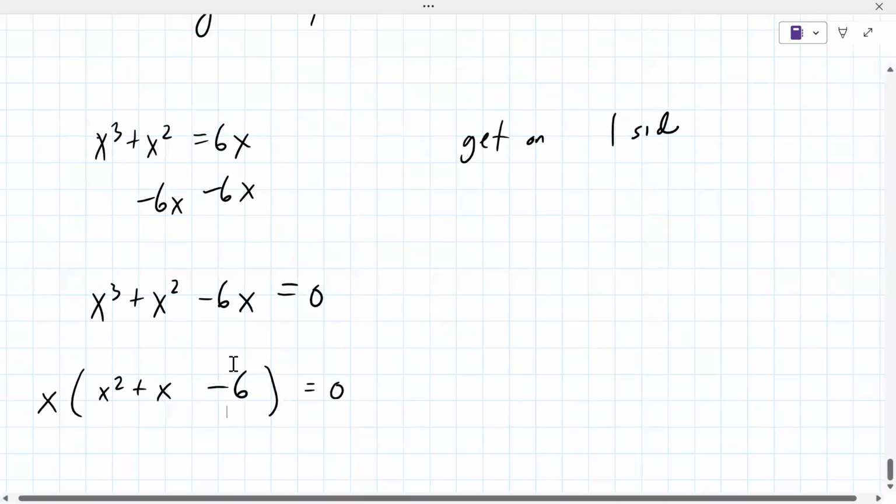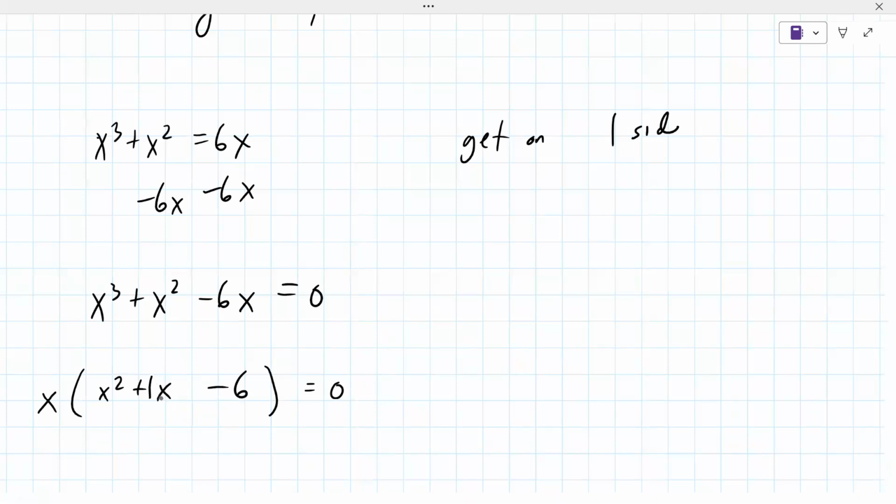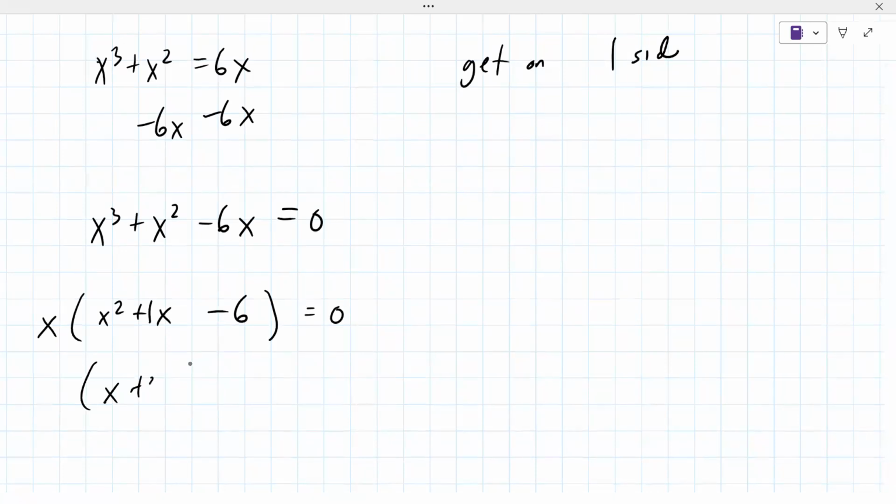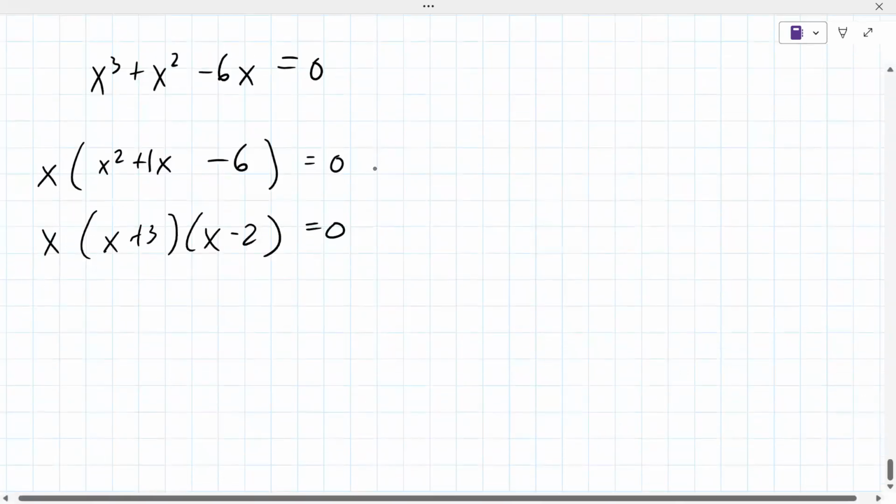So you're looking for two numbers that multiply to -6, but add to, what is the coefficient in front of x here? 1. If you need to, you can write it just to help remind you. All right. It's 3 and -2. All right, you're going to set each of these equal to 0.